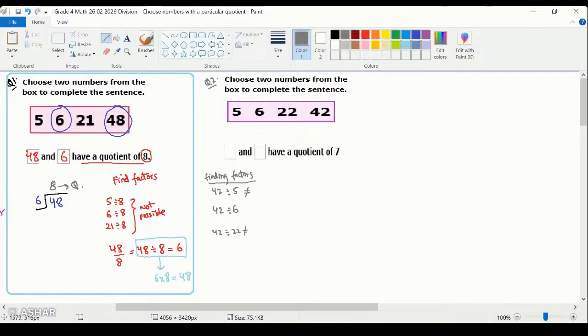Yes, thank you, Sila. 42 divided by 6 equals 7, right? Because we know that 6 multiplied by 7 is also 42. So what are the two numbers? 42 and 6. They will have a quotient of 7, right? Sila, you already wrote 42. Thank you.